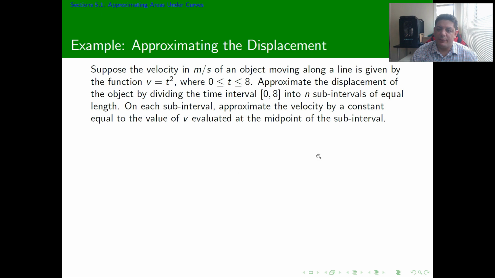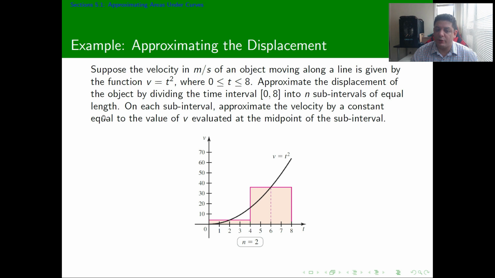Now, suppose that we have the velocity of an object in terms of meters per second and it's moving along a line given by a different function. This time we're going to take the function t squared, with t moving between 0 and 8. Now, we want to approximate the displacement of the object by dividing the interval of 0 to 8 into n subintervals of equal length. In each of the subintervals, we're going to approximate the velocity by a constant equal to the value of v evaluated at the midpoint of the subinterval.